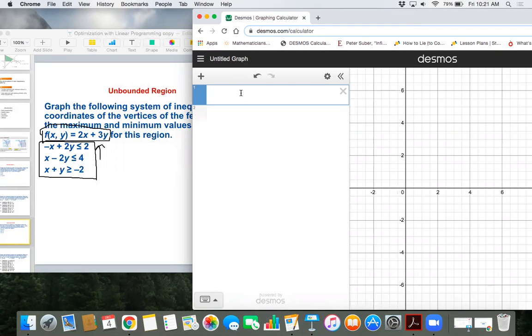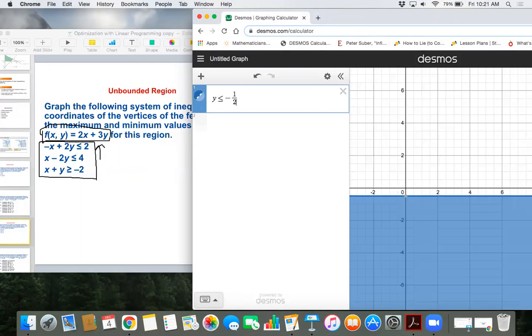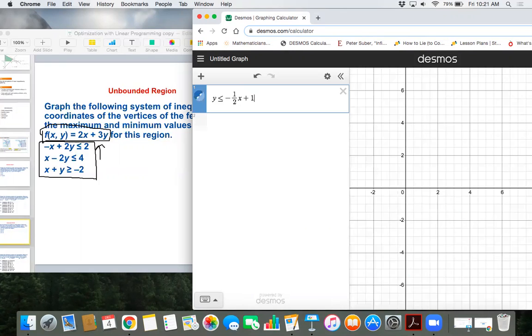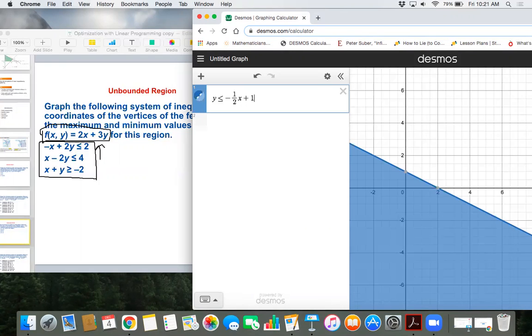So for the first one, if I solve for y, it'd be y is less than or equal to, let's see, negative a half x plus 1. There we go. That looks a little bit better there. Okay. So there's the first one graphed for us. Now we're going to go ahead and graph the next one.